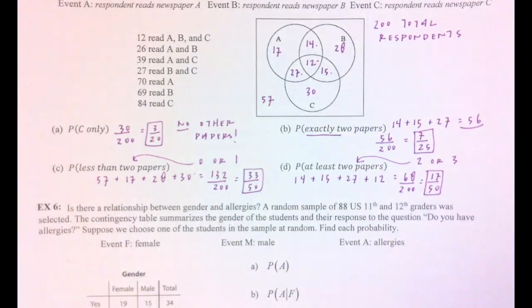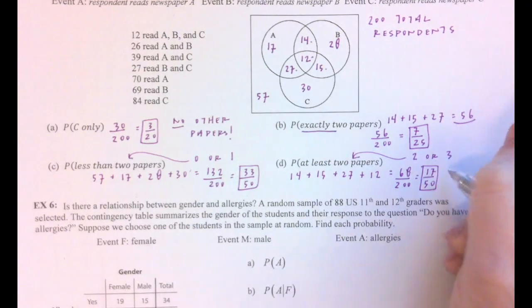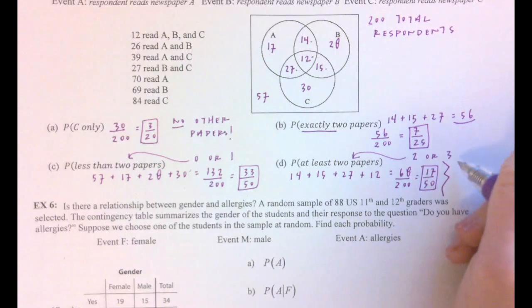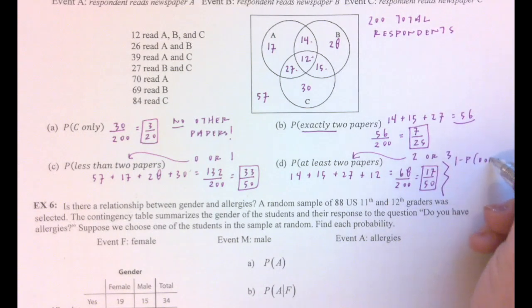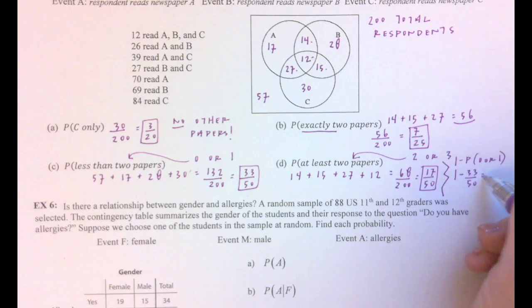Now, of course, I could also just go through the complement since I just solved for it over here. My other way to do that would be to do 1 minus the probability of 0 or 1. Again, I just solved for that. So 1 minus 33 over 50 just confirms what I just solved for, 17 over 50.